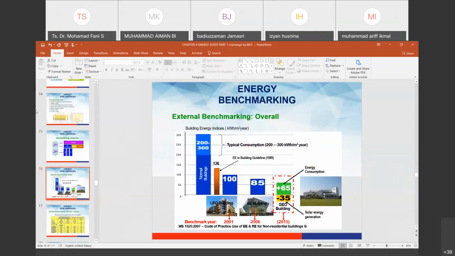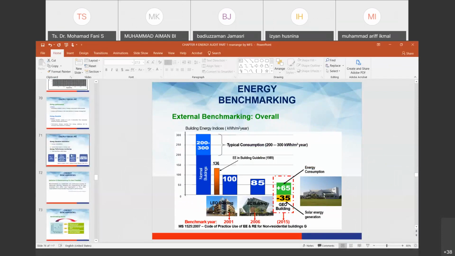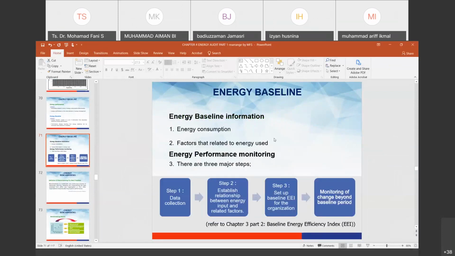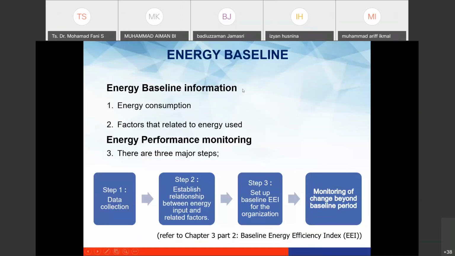Okay, this one is about the benchmarking. So we set up the baseline, step down data collection, and establish the relationship between energy and input related factors. We have done the data collection. So set up the baseline EEI for the organization. For example, for the factory, the simulated data, we got their EEI, or for the commercial, we have their EEI. So monitor the change beyond the baseline.